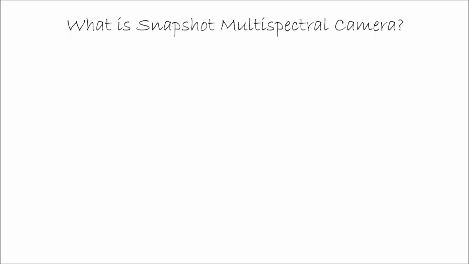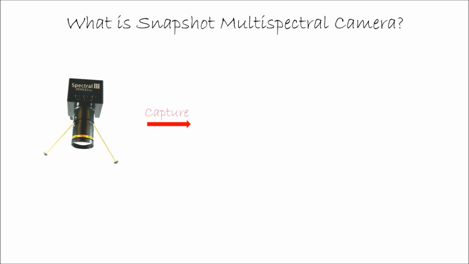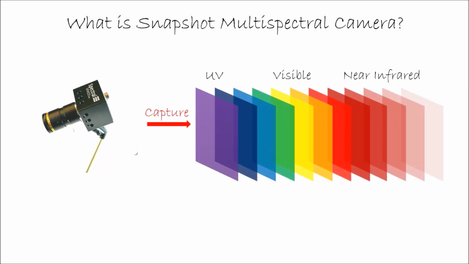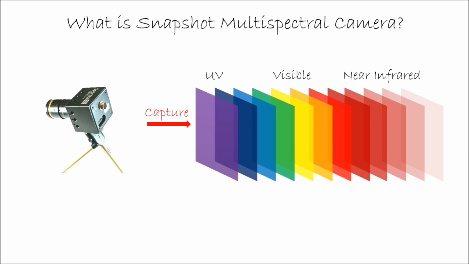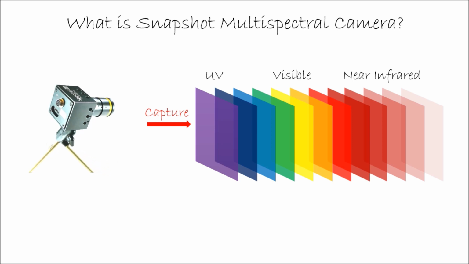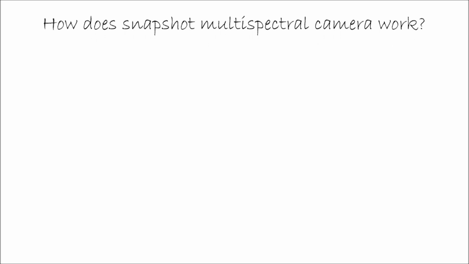What is a snapshot multispectral camera? A snapshot multispectral camera captures multiple images in the ultraviolet, visible, and infrared ranges. Each of the images taken with a multispectral camera is passed through a filter to restrict light to a specific color or wavelength. How does a snapshot multispectral camera work?